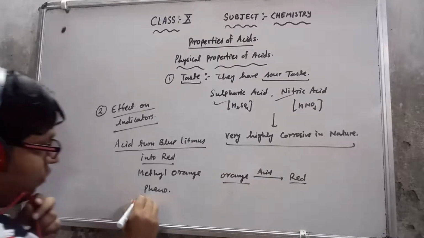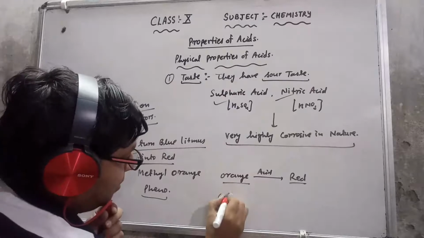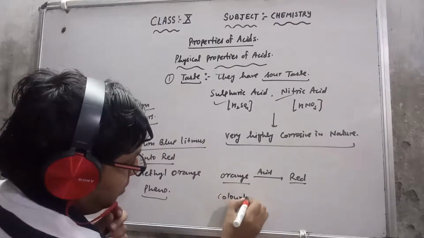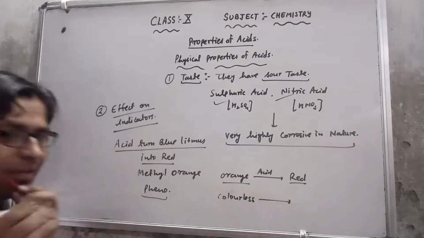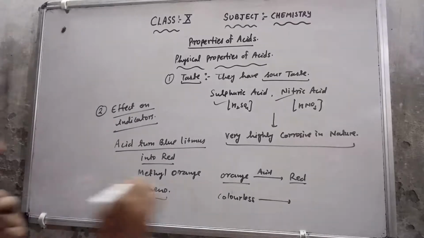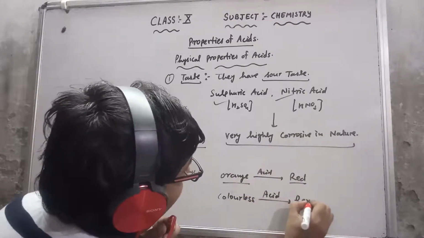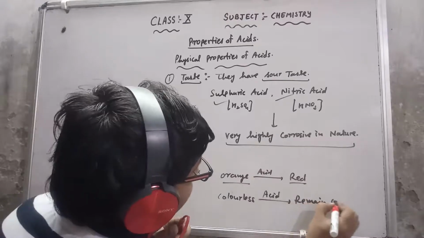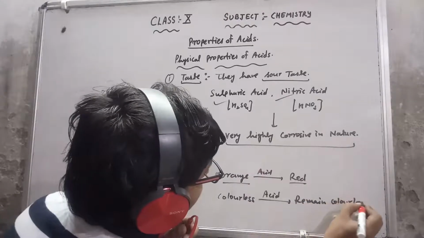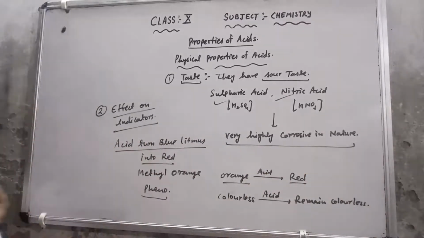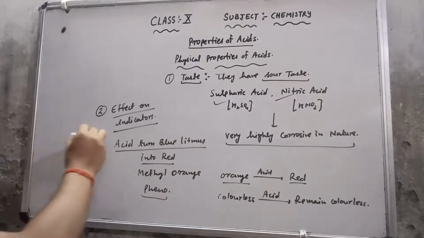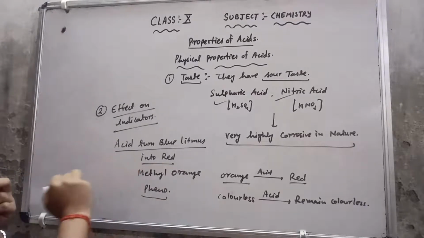The second is phenolphthalein. Phenolphthalein is colorless. If I put acid in a phenolphthalein solution, it remains colorless. There is no change in its color. So those are the main three indicators that I have discussed with you.